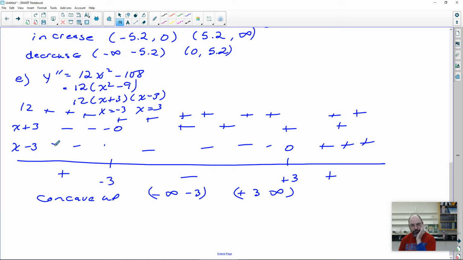Negative, just double checking here. From -3 to -4, yeah, that's negatives. And yeah, I did. All right, and this would be concave down in the middle here, from -3 to +3. Okay, now sketching it, we have to take all things into consideration, our critical points.